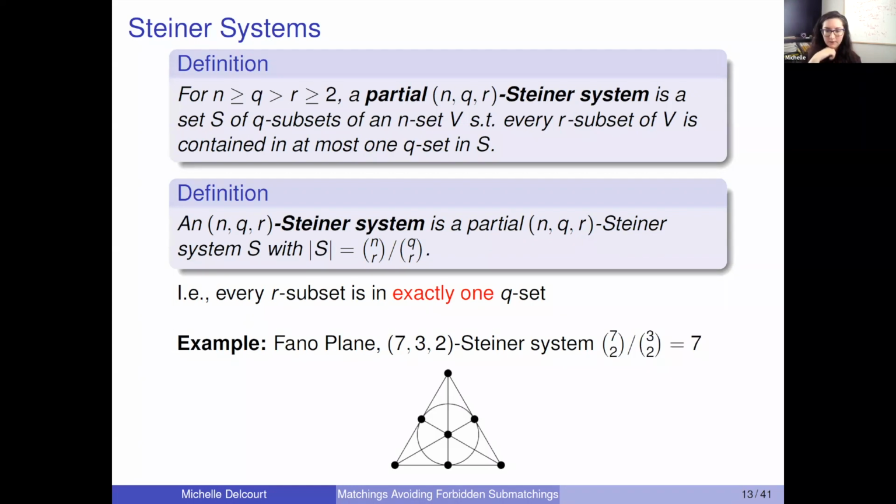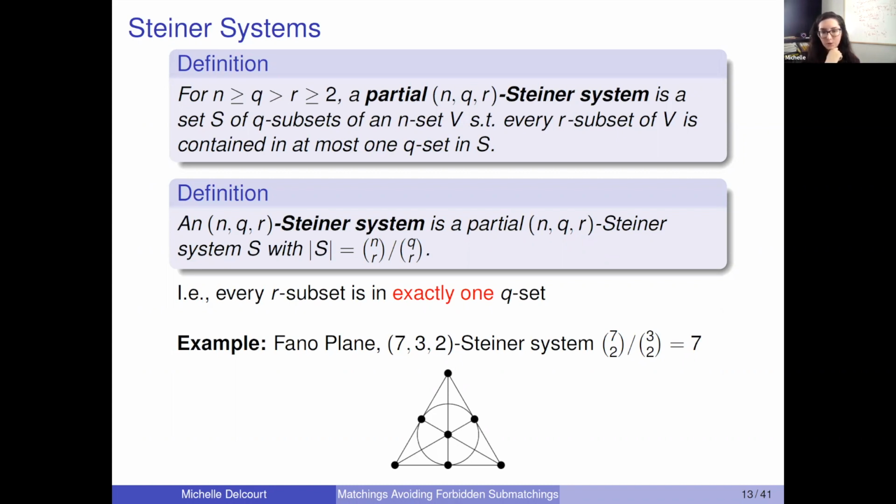So here we can think about our hyperedges corresponding to lines. So we have a 3 uniform hypergraph on 7 vertices, with the property that any 2 vertices from the ground set live in exactly one line, live in exactly one hyperedge. So this is an example of a 7-3-2 Steiner system. And these are an example of designs.